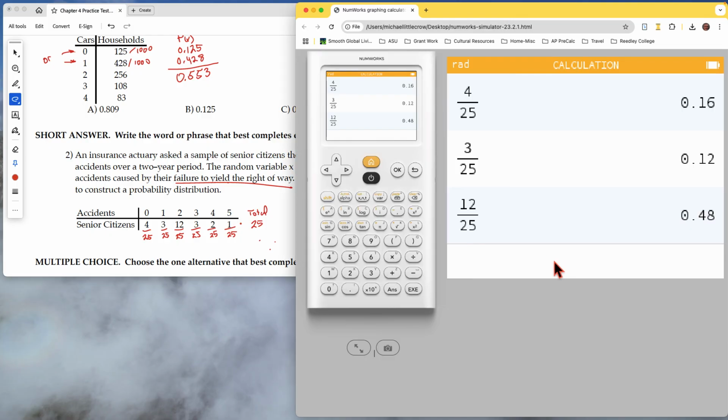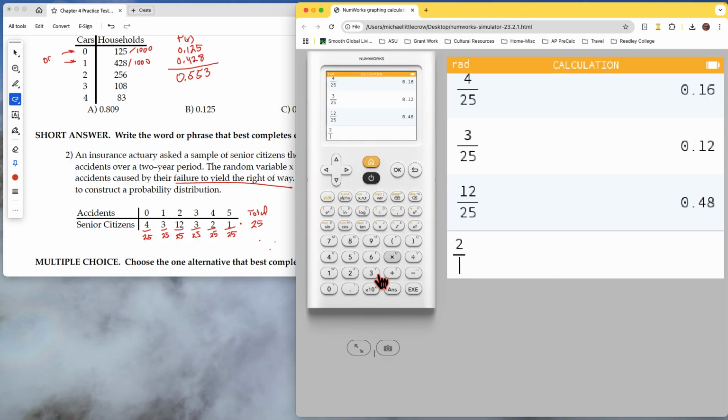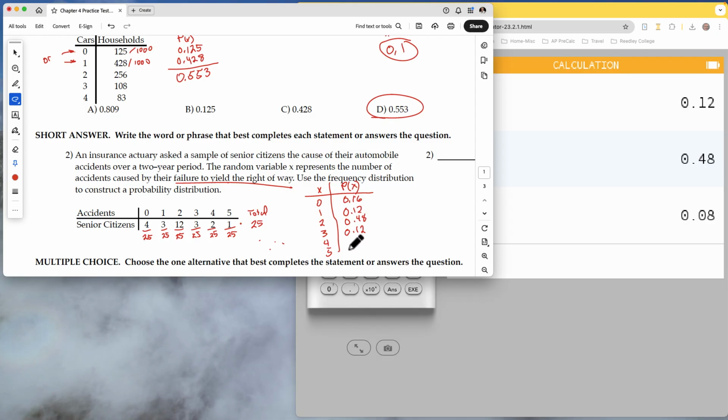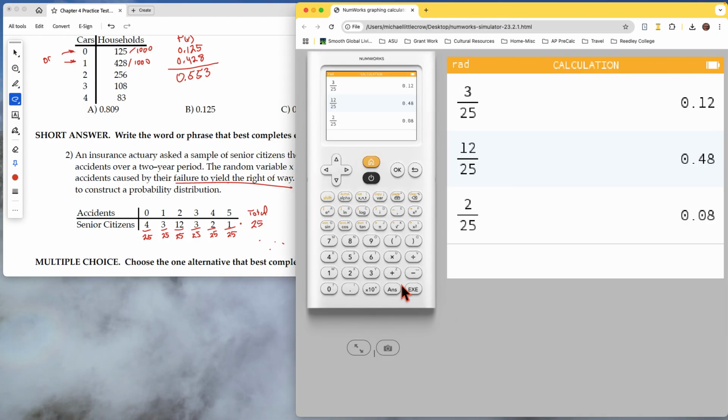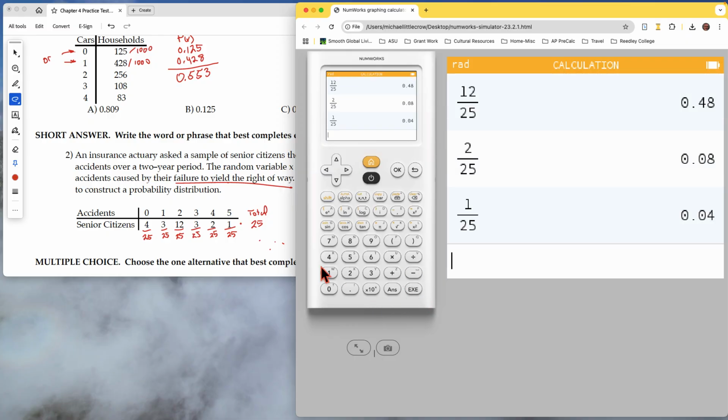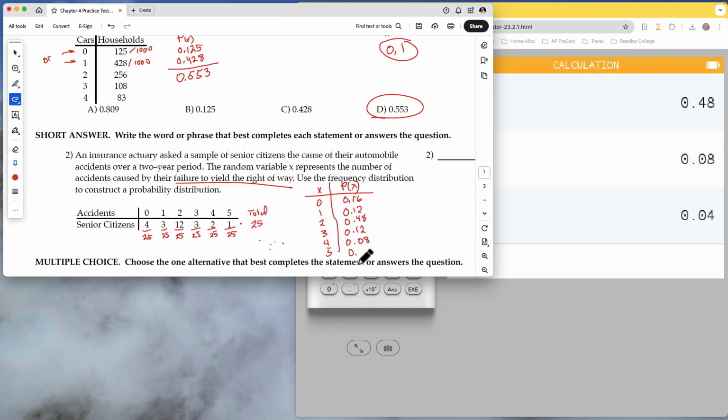2 out of 25, 0.08, and then 1 out of 25 should be 0.04, right? That's half of 2, and that's exactly what it is, 0.04. And that's what we needed. We constructed the probability distribution right there.